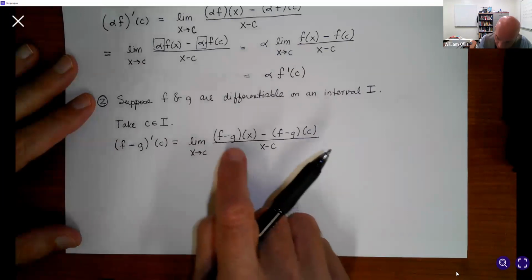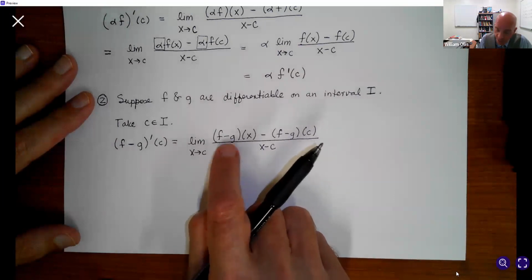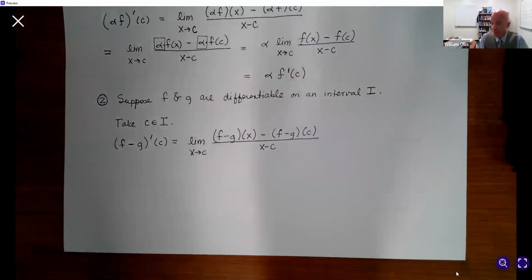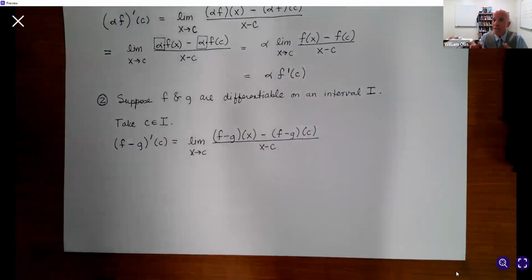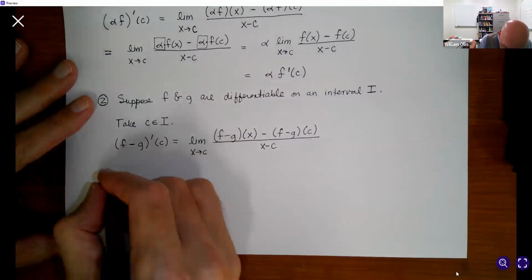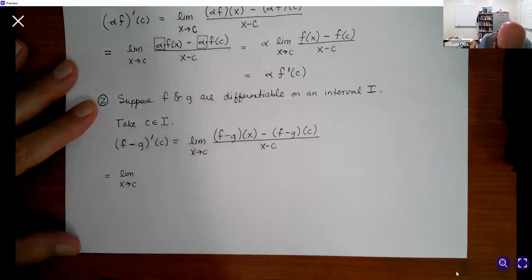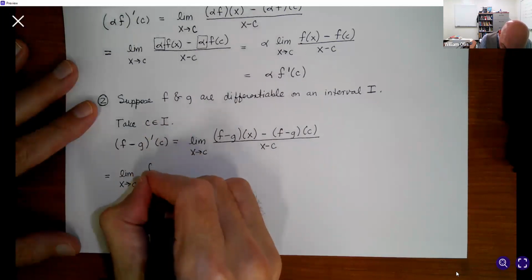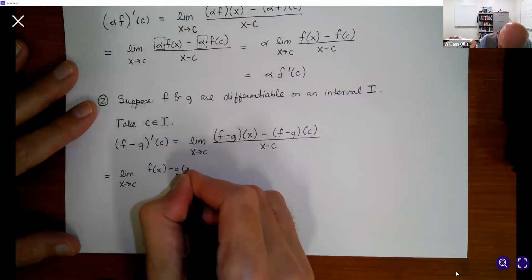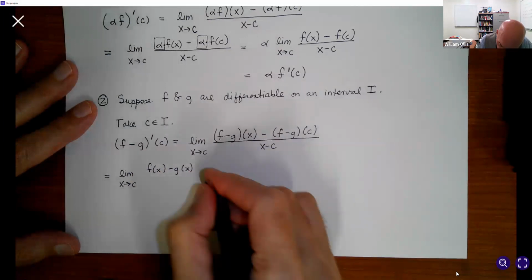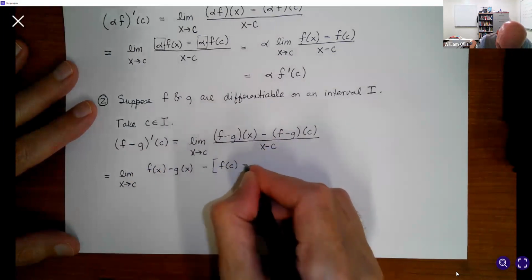So now, again, in college algebra, we know that the difference of two functions is just simply the difference of f of x and g of x. It's pointwise, just like we had in the previous example. So the difference function is just a pointwise difference between functions. So we write that. So this is the limit as x approaches c of f of x minus g of x. Now let's go over here. So we have minus f of c minus g of c.